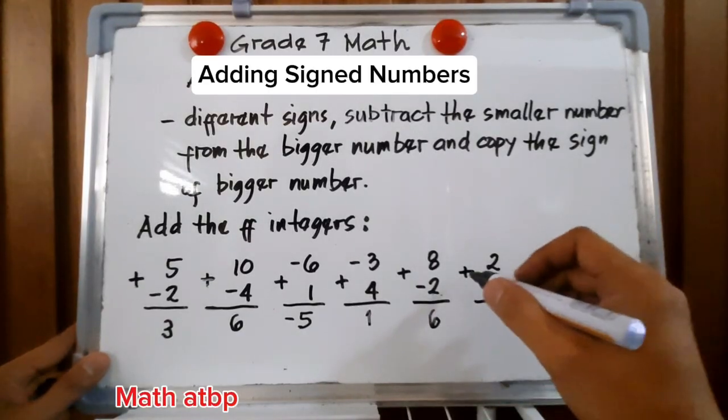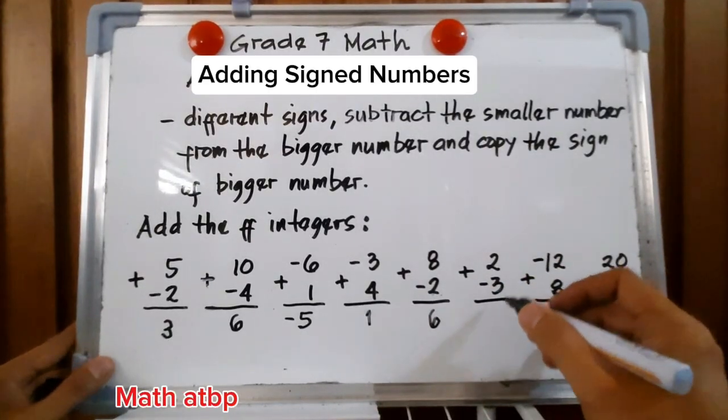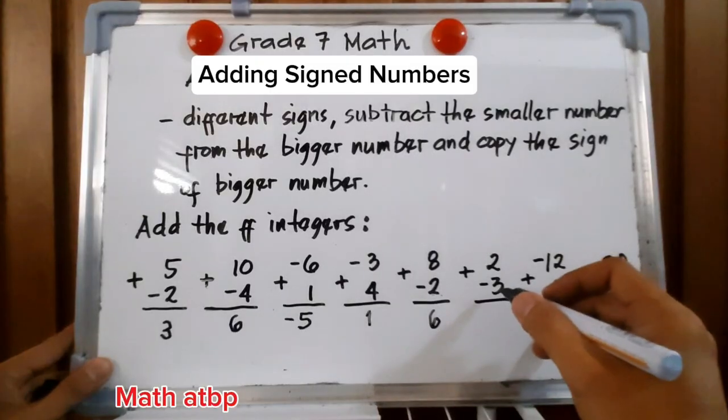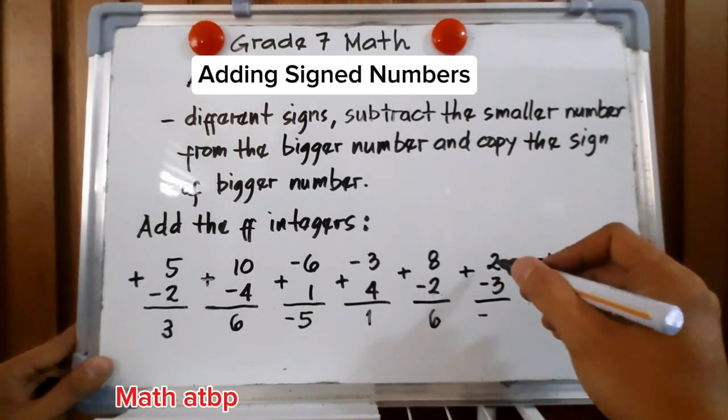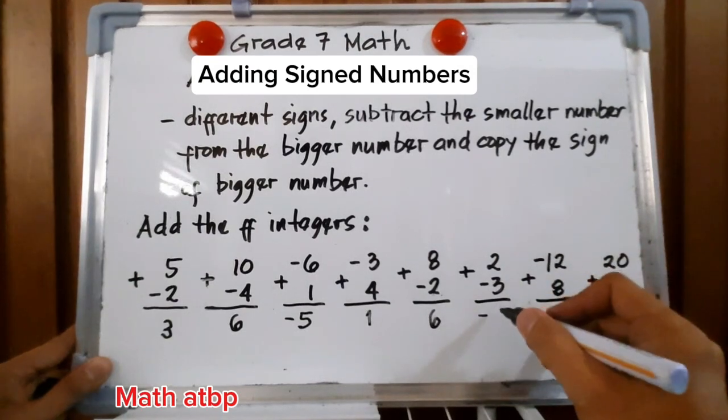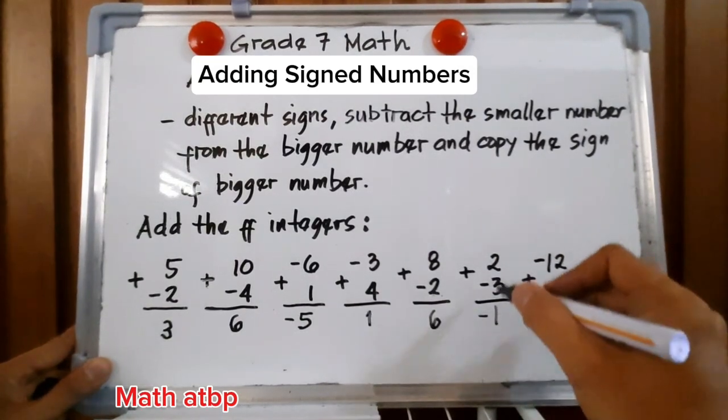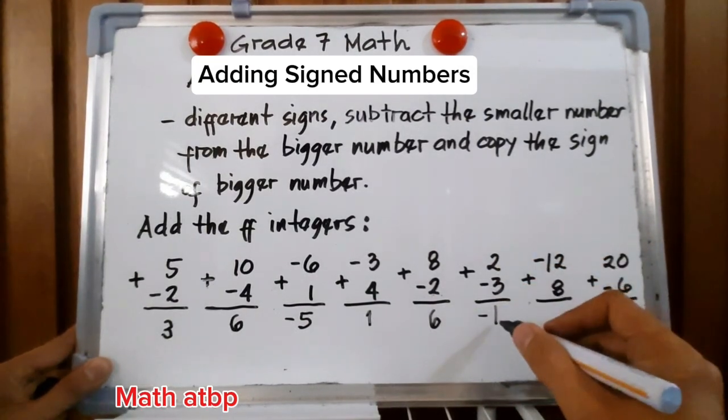Okay? 2 plus negative 3. Which is bigger, 3 or 2? It is 3. The sign of 3 is negative. The answer is negative. And then subtract the smaller from the bigger. 3 minus 2 is 1. Therefore, 2 plus negative 3, the answer is negative 1.